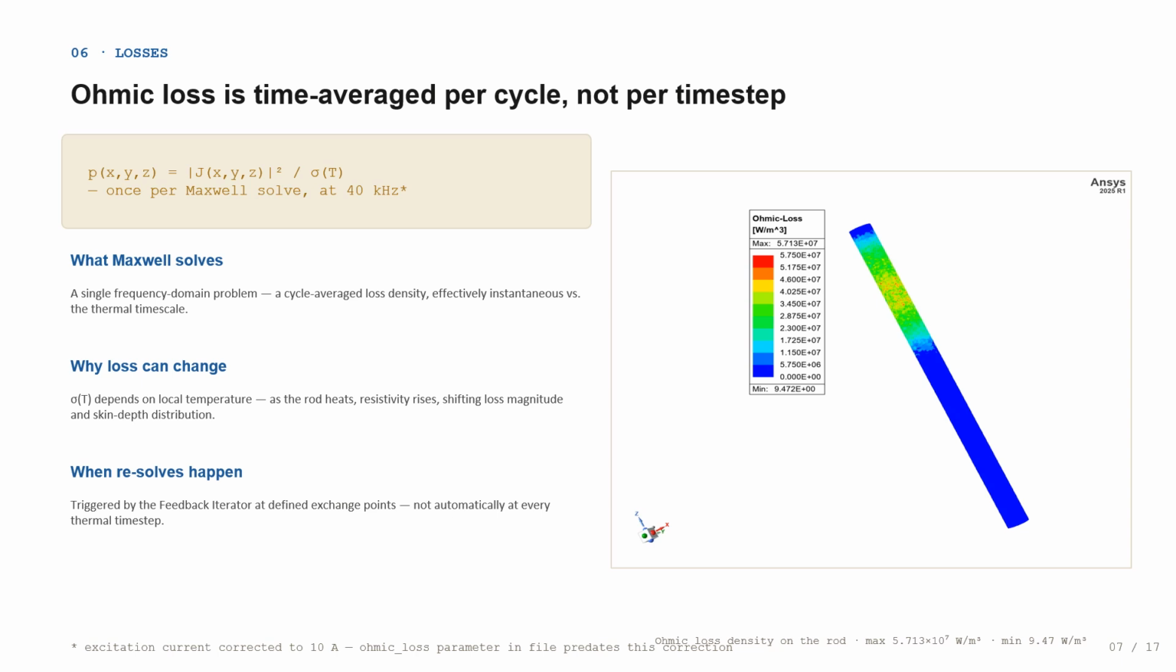The contour on the right shows the actual result from this project, a maximum ohmic loss density of about 5.7 times 10 to the 7th watts per cubic meter, concentrated near the surface, falling to under 10 watts per cubic meter deeper in, and near zero toward the base of the rod. A beautifully clear picture of the skin effect in action.